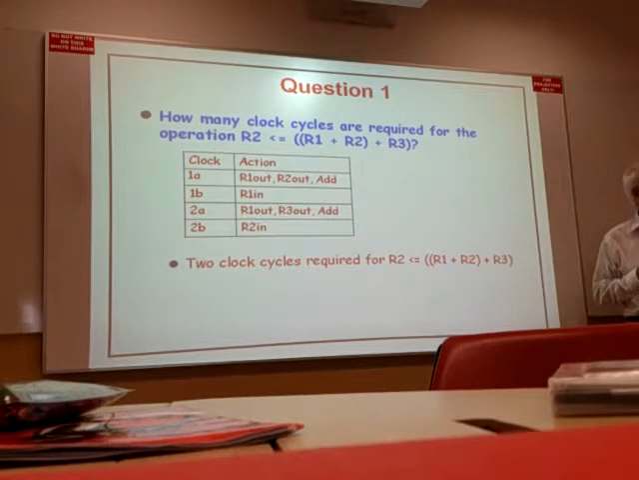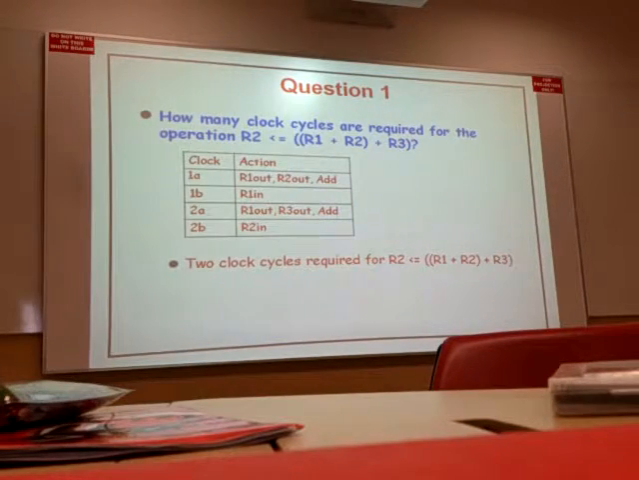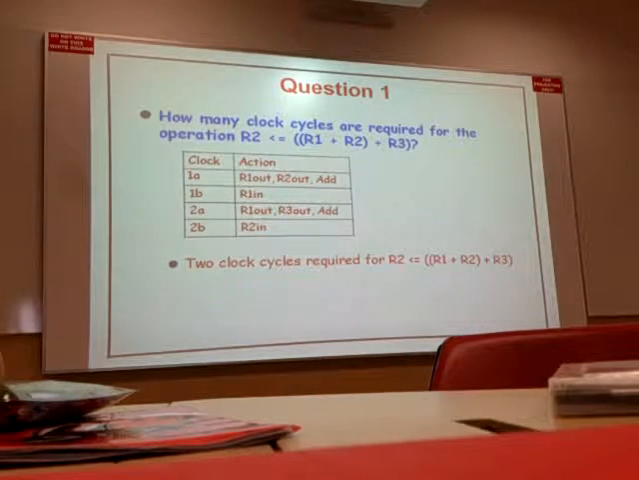If I have 4 buses, then I need only 1 clock cycle to finish. Yeah, you could design another architecture. So yes, if you had 4 buses altogether and you had 3 buses here, then in principle you could output R1, R2 and R3 at the same time. But then you would need a more complicated ALU that could take 3 values. So you couldn't do it with the same ALU.